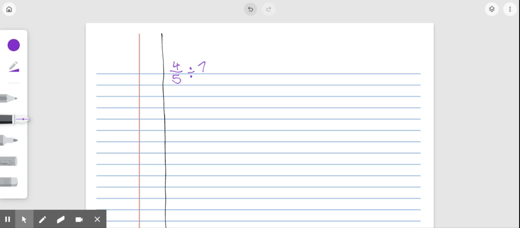Alright, you guys, I'm going to do another example, and then I'm going to do some try-its. So I've got 4/5 divided by 7. So I'm going to follow the steps. I'm going to keep that first fraction. Keep 4/5. Okay, I'm going to change the division into multiplication.